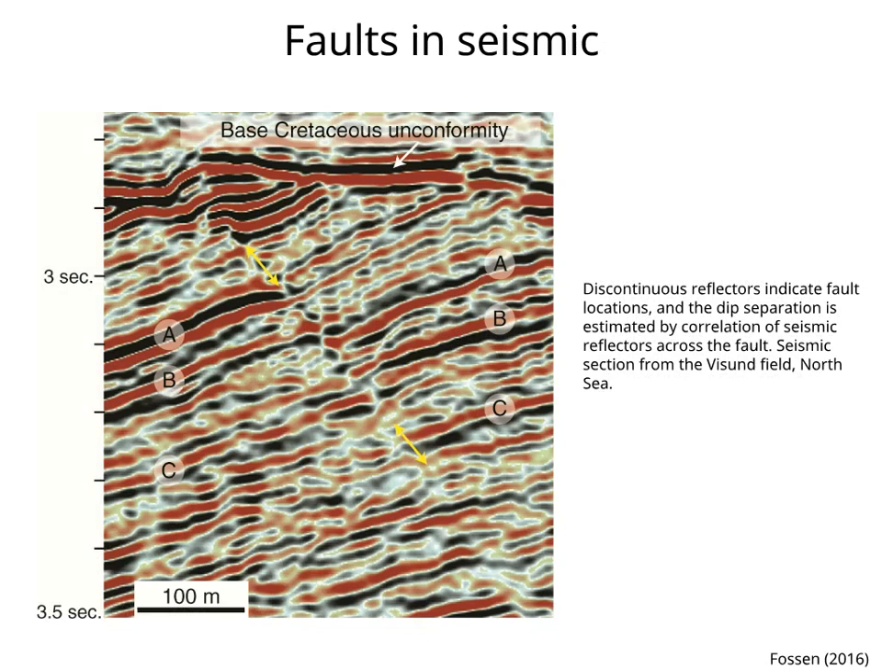Steep faults such as normal faults are in general not well imaged in seismic. Gentler faults such as reverse faults are better imaged and can display fault reflections.